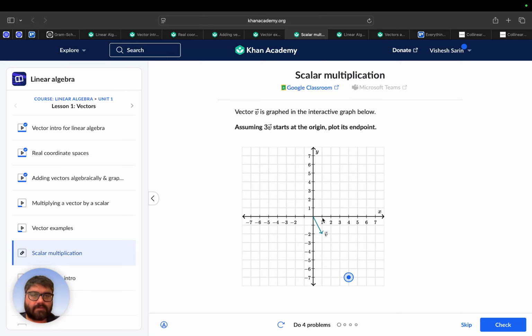So it'll be 1, 2, 3, it'll be here. And then it's 2, so it'll be -6 here. Check.